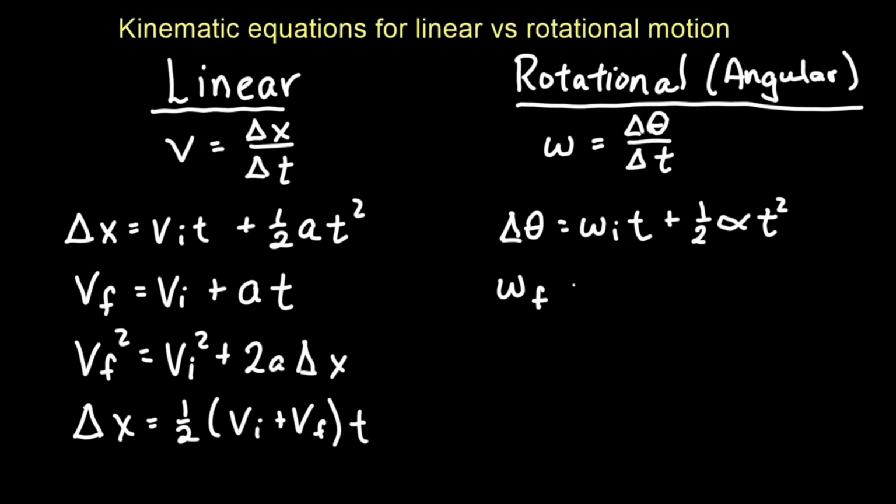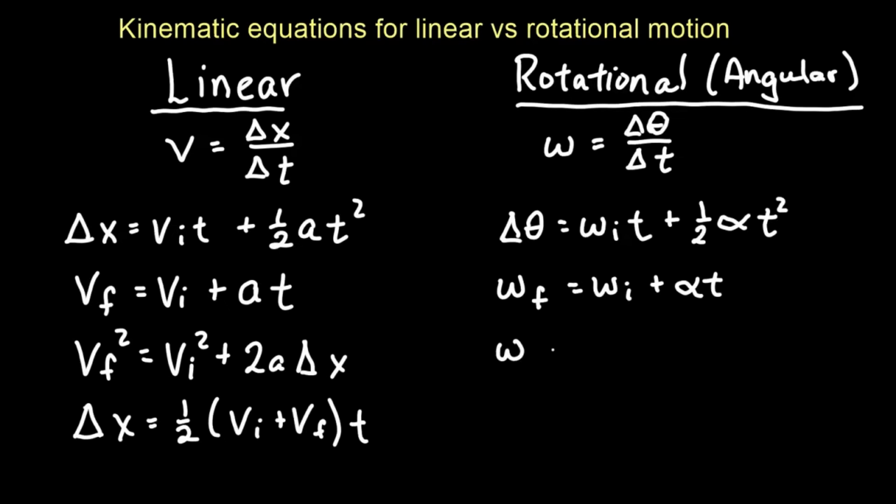So omega final is equal to omega initial plus alpha t, and alpha once again is angular acceleration. For vf squared equals vi squared plus 2a delta x, this is a good equation if you don't know the time and you're not looking for the time. So if that's the situation, always consider using this equation.